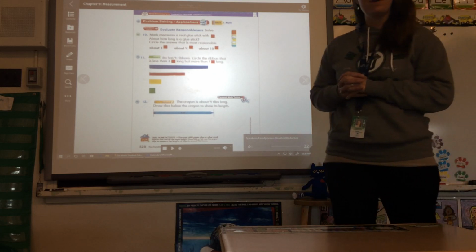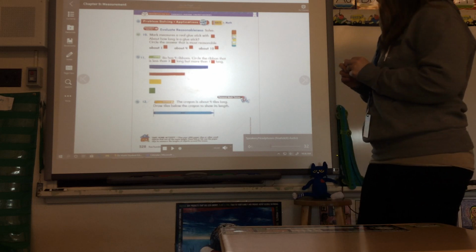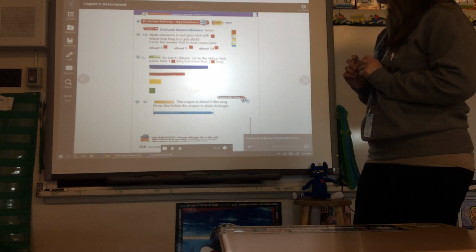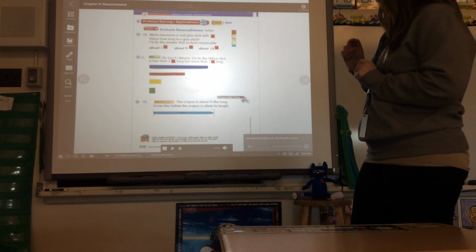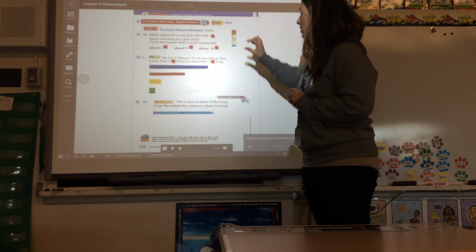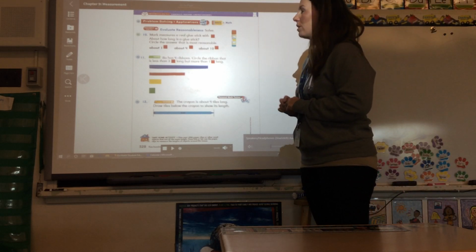Okay, go ahead and think about that one. See how many color tiles it would take to measure a real glue stick. You could measure this one here on your paper with your color tiles.